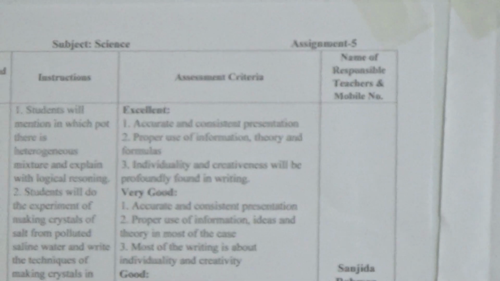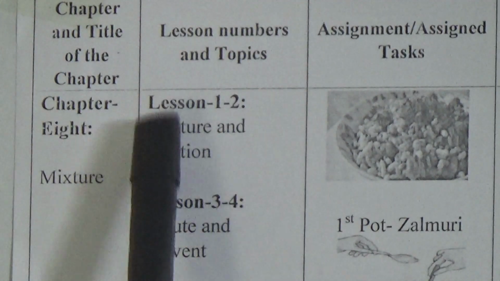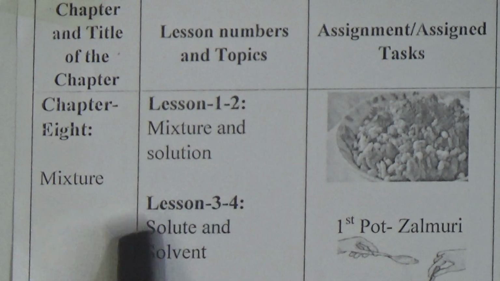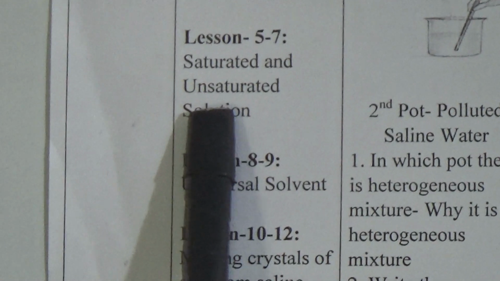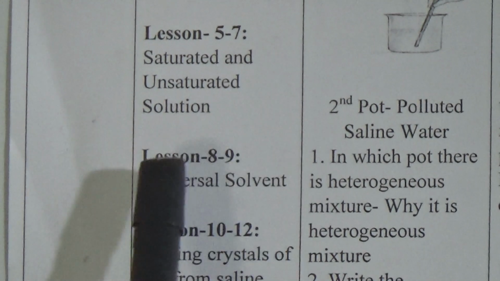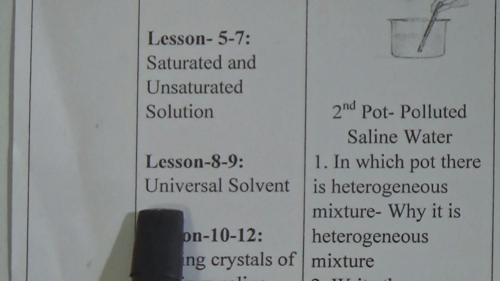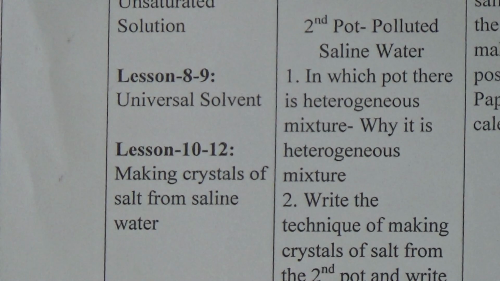Here, this is assignment number 5, and this assignment is from chapter 8. The name of the chapter is mixture. Here are lesson numbers and topics. Lesson 1 and 2, mixture and solution. Lesson 3 and 4, solute and solvent. Lesson number 5 to 7, saturated and unsaturated solution. Lesson number 8 and 9, universal solvent, and lesson number 10 to 12, making crystals of salt from saline water.